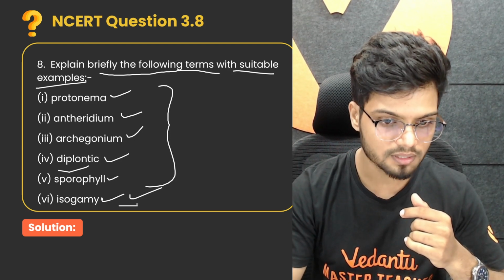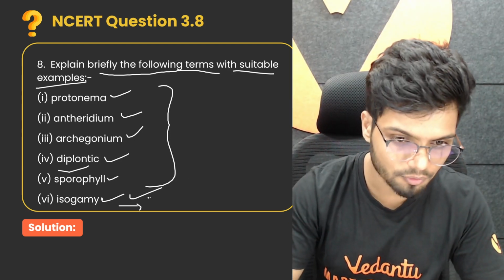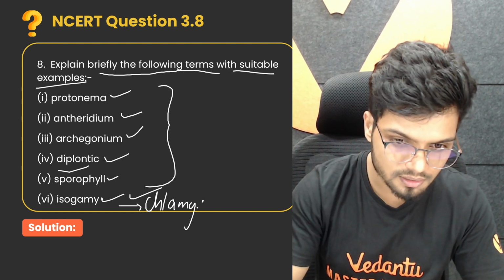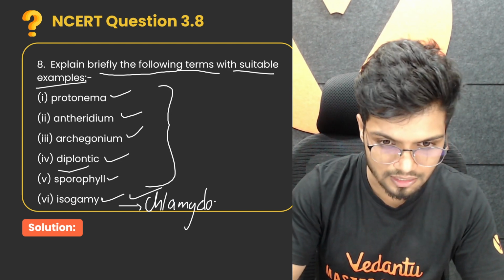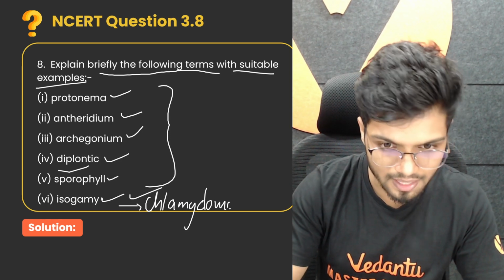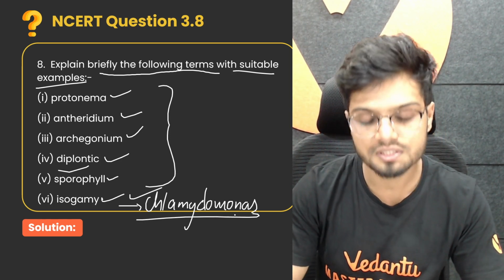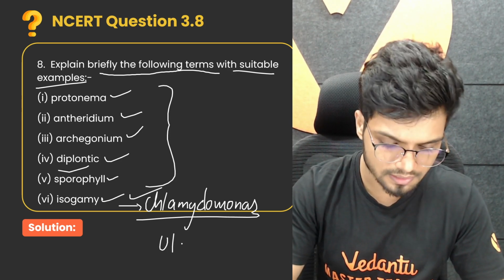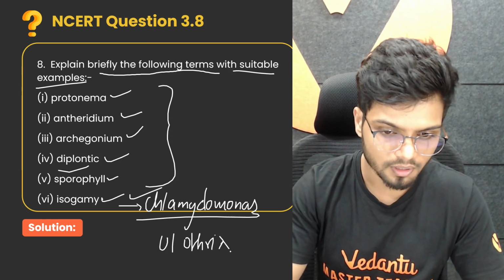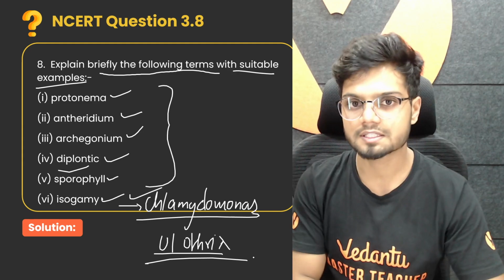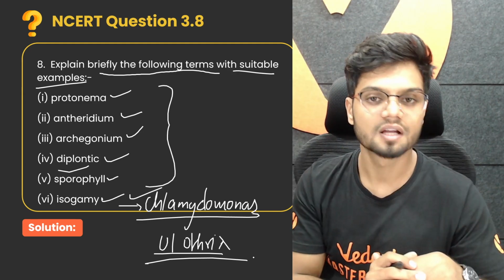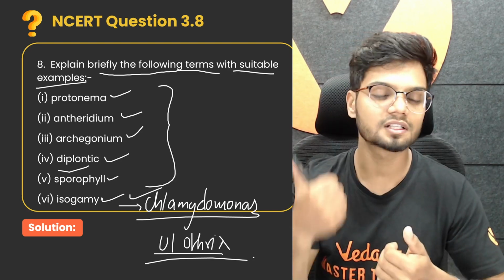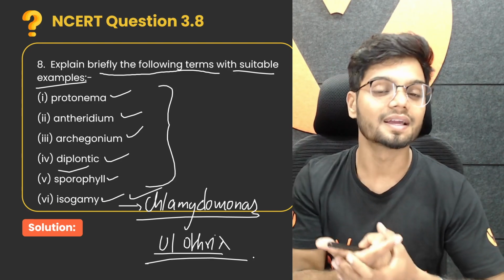Now, an example for isogamy is Chlamydomonas, which is a single-celled, unicellular organism. The other example is also Ulothrix. Clear? So those were the six different terms which you can understand by learning the life cycles and certain statements in this chapter.